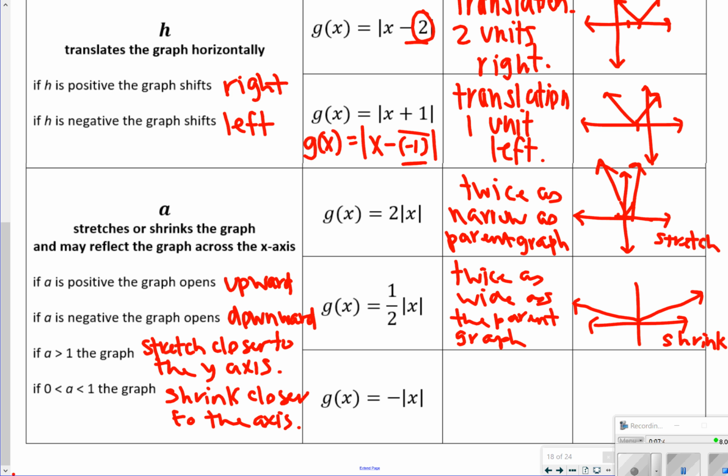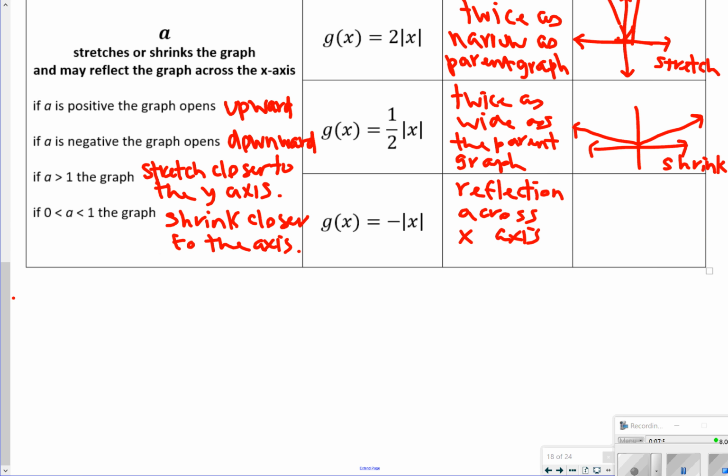If the graph was negative, then that means it's just a reflection across the x-axis. Okay, and that was going to look like, let's get my page down, this. Here's your 4 quadrants. Reflection across the x-axis would just be this. So all your values end up being negative no matter what.